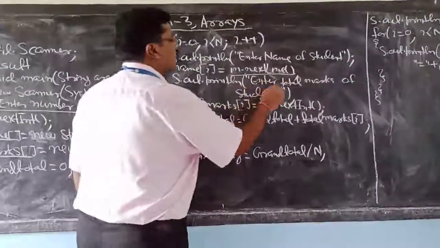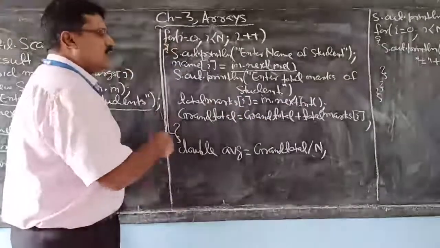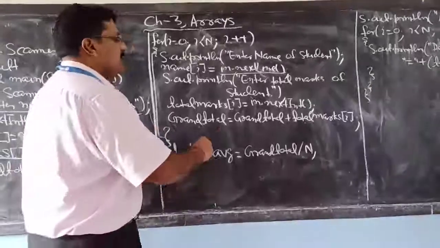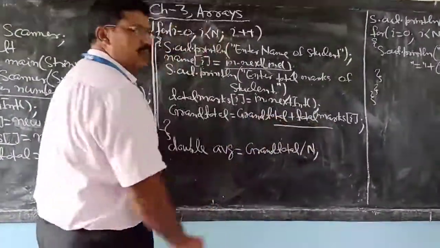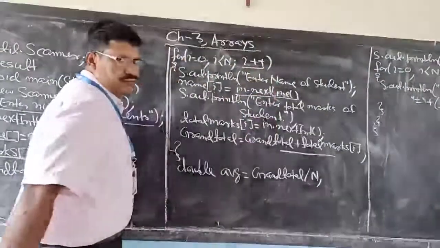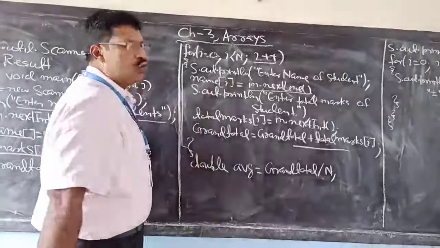After that, enter the total mass of the students. So total mass 1 equals sc.nextInt. This total mass will be stored at total mass 1 place. Again, the second total mass is also added to the grand total. Again, go for the next iteration. The next value will be 2. Enter the name, and the name will be stored at 2 place.